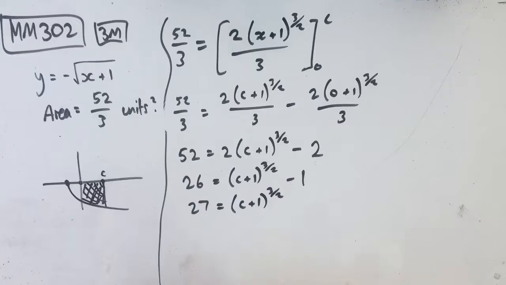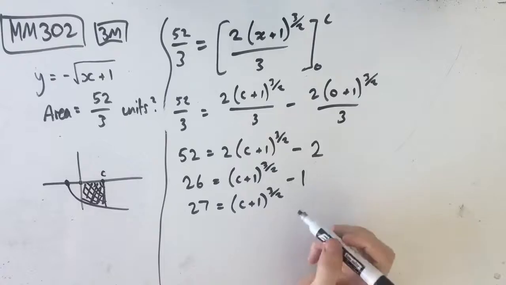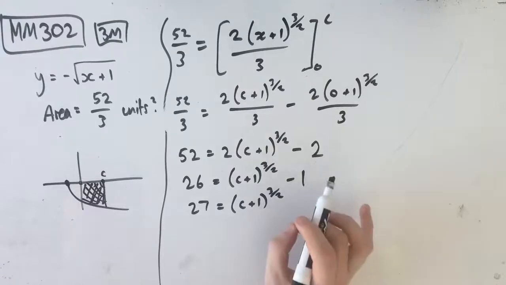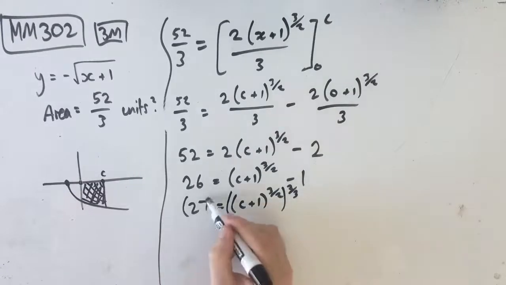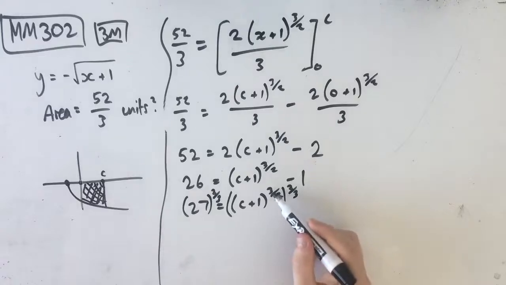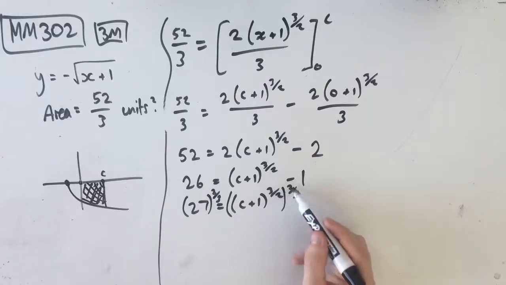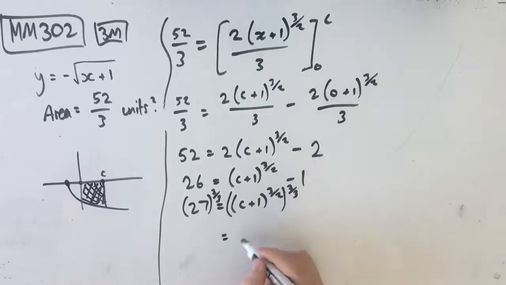Awesome. Now, to cancel out this power and get c by itself, we're going to take both sides to the power of 2 on 3. So we're doing this to the power of 2 on 3, and this to the power of 2 on 3 as well. Awesome. So 3 on 2 times 2 on 3 is just 1, right? 6 over 6, which is just 1. So this side is just c plus 1. So that gets c plus 1 by itself.